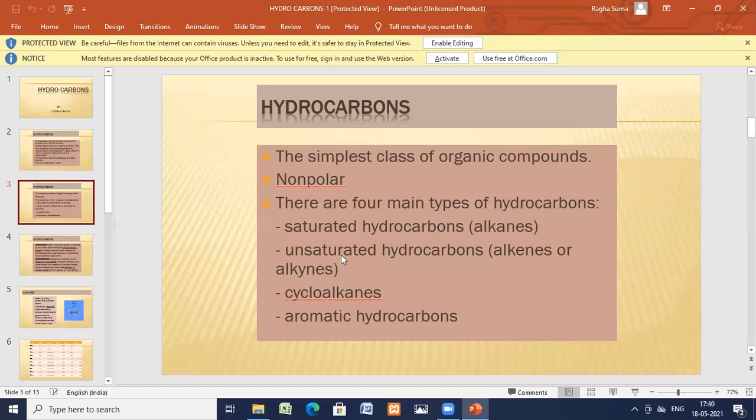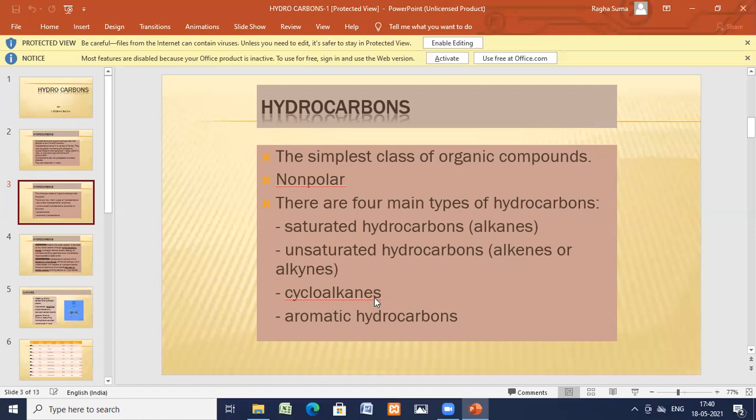And the unsaturated hydrocarbons are alkenes or alkynes. See what unsaturation means: between the carbon and carbon you have double bonds or triple bonds. That is the unsaturation. If it has carbon double bond carbon, then we call them alkenes. If it has carbon triple bond carbon, then that is alkynes. Both of them come under unsaturated hydrocarbons.